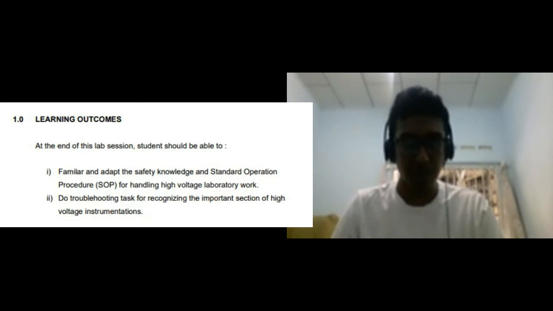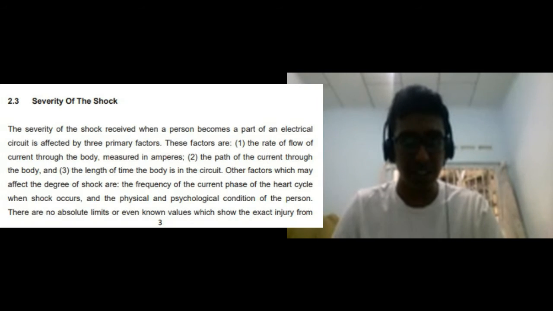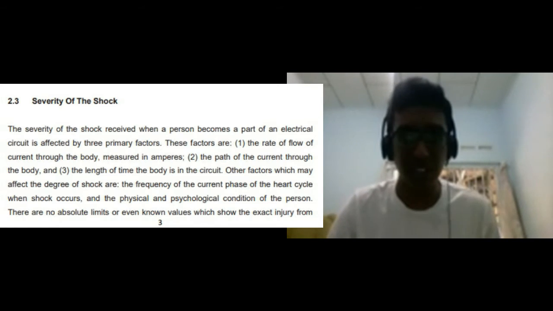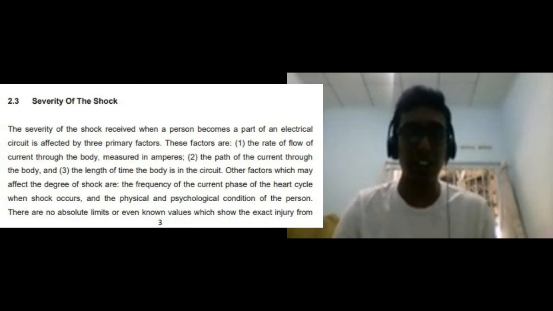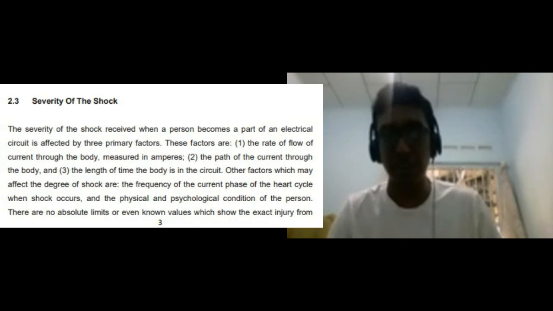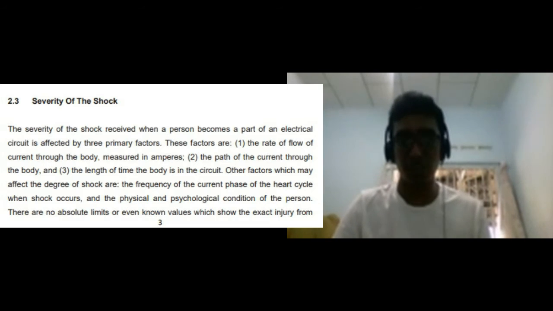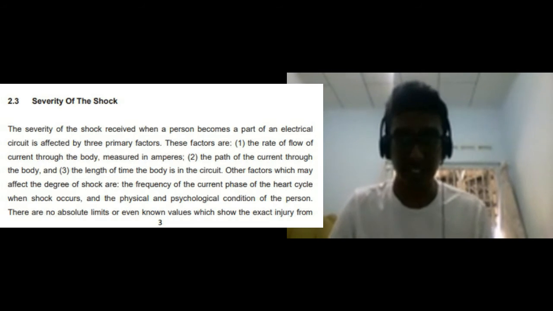First, about the safety. Since this is a high voltage lab, we need to know the severity of shock received when a person becomes part of an electrical circuit, affected by three primary factors. These factors are the rate of flow of current through the body measured in amperes, the path of current through the body, and the length of time the body is in the circuit.